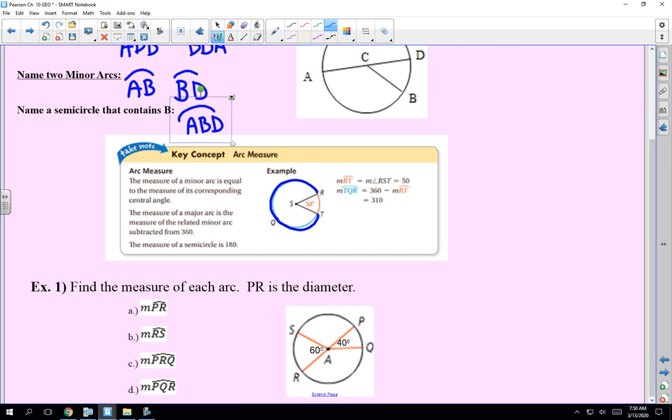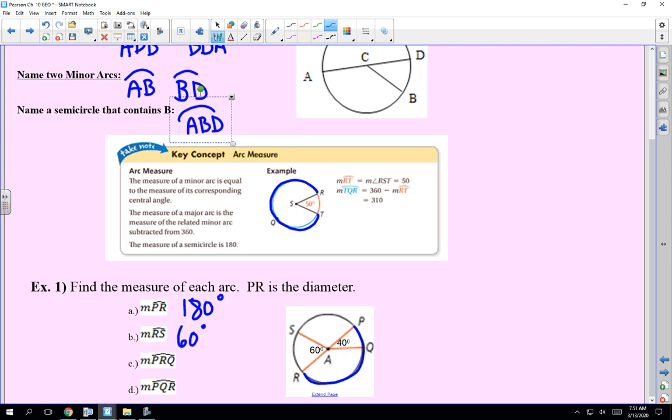Let's find the measures of some of these arcs here. We've got measure of arc PR. So PR is going from here to here, or you could go the other direction as well, but it's a 180 degree arc. Measure of arc RS is 60 degrees.